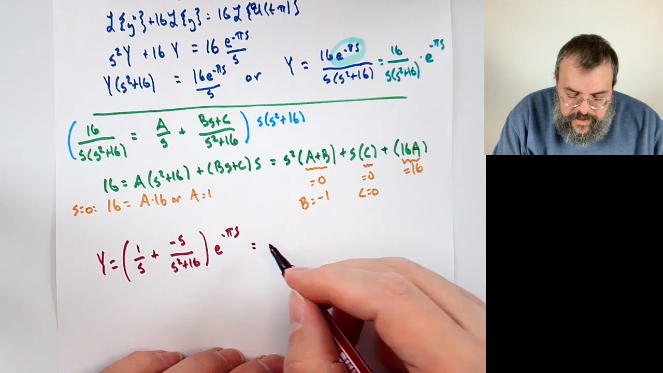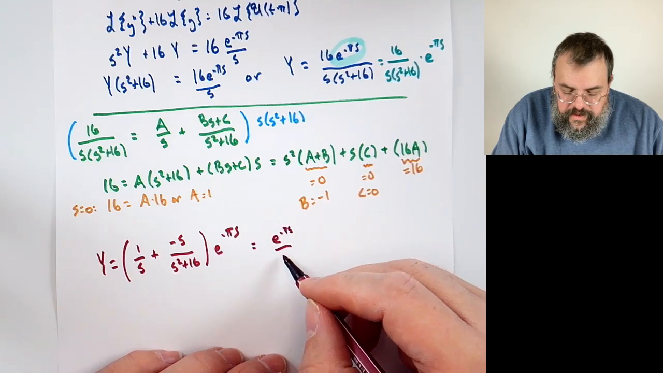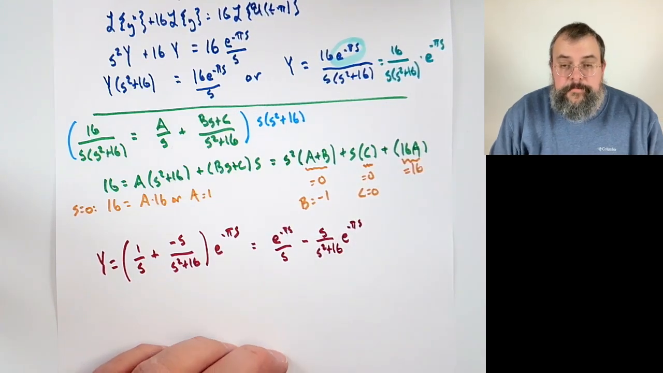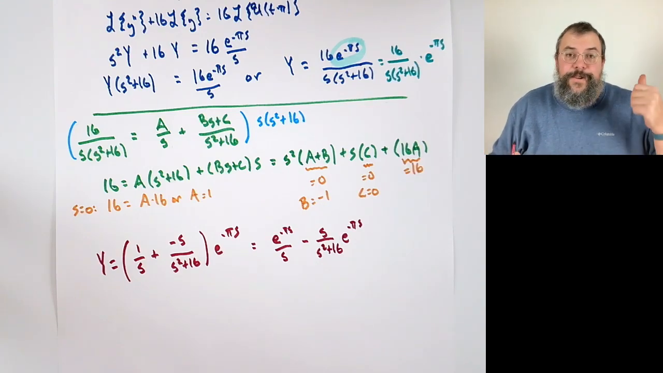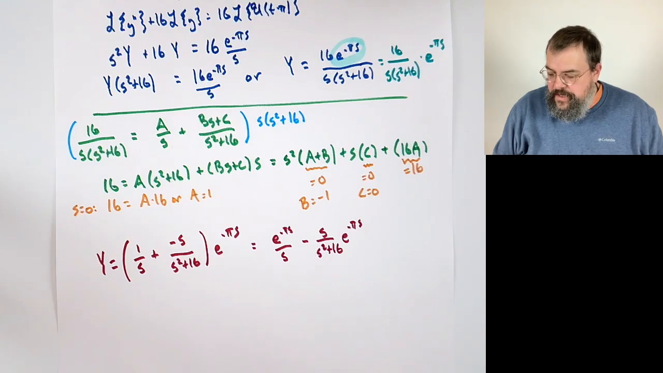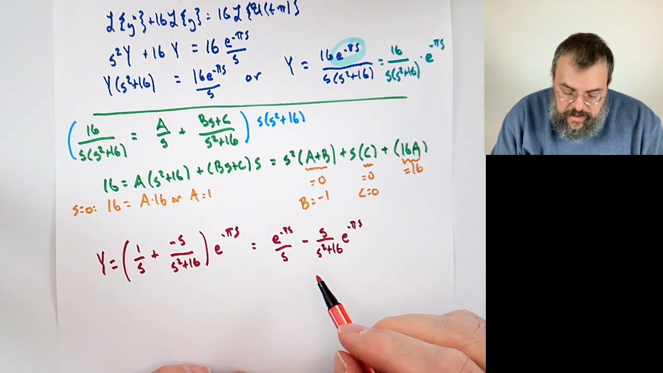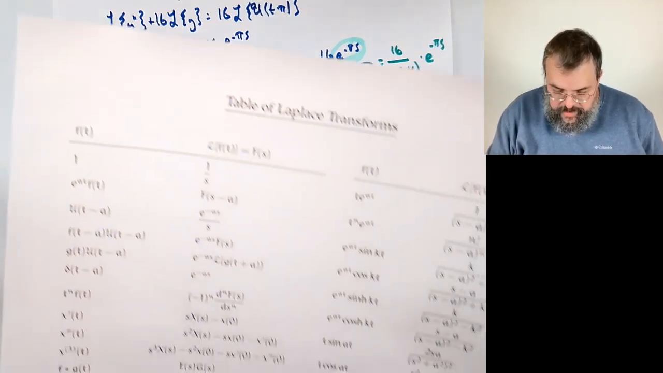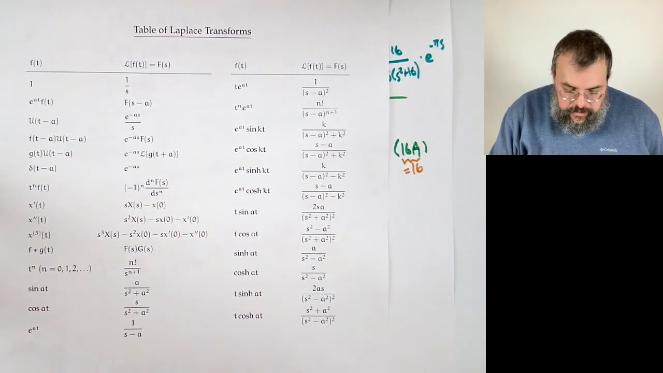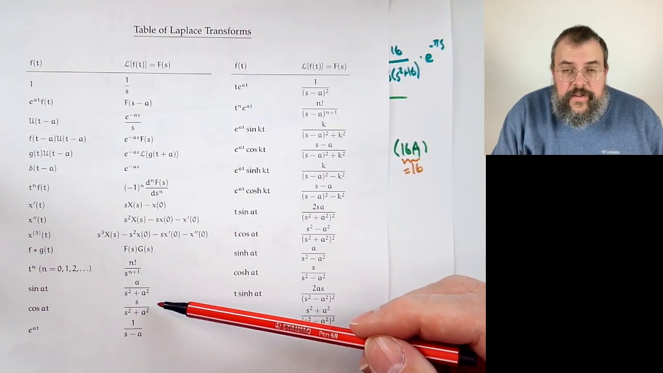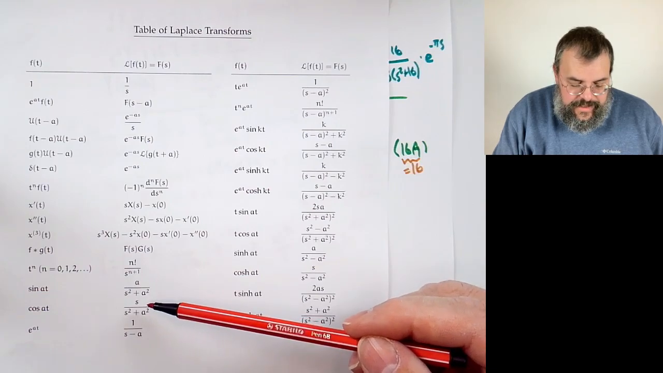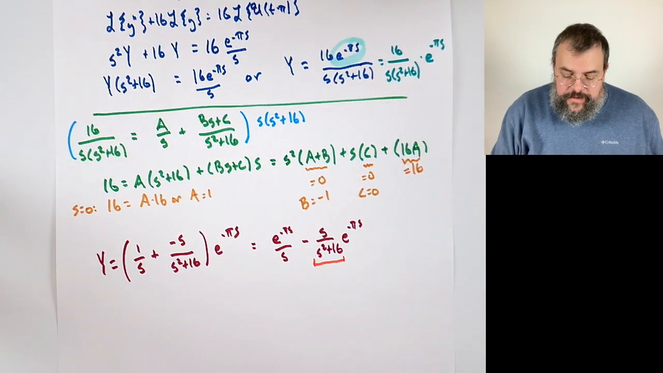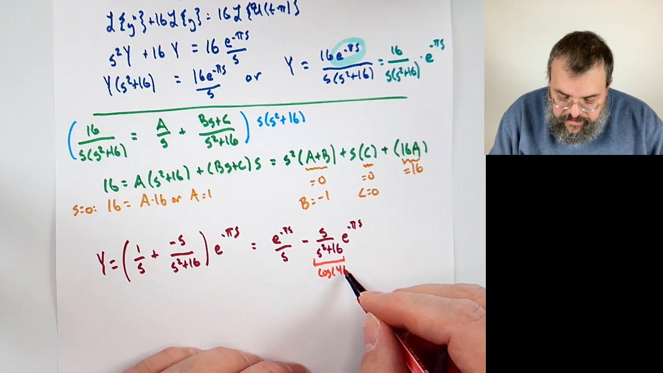Okay, so if we wanted to, we can write this as e to the minus pi s over s minus s over s squared plus 16 times e to the minus pi s. Okay, and now we're ready to take the inverse Laplace transform. So we get what? Well, normally, just s over s squared plus 16, if we look on our table, here we go. It's the cosine function. So it'd be cosine 4t. So this part by itself is cosine 4t.